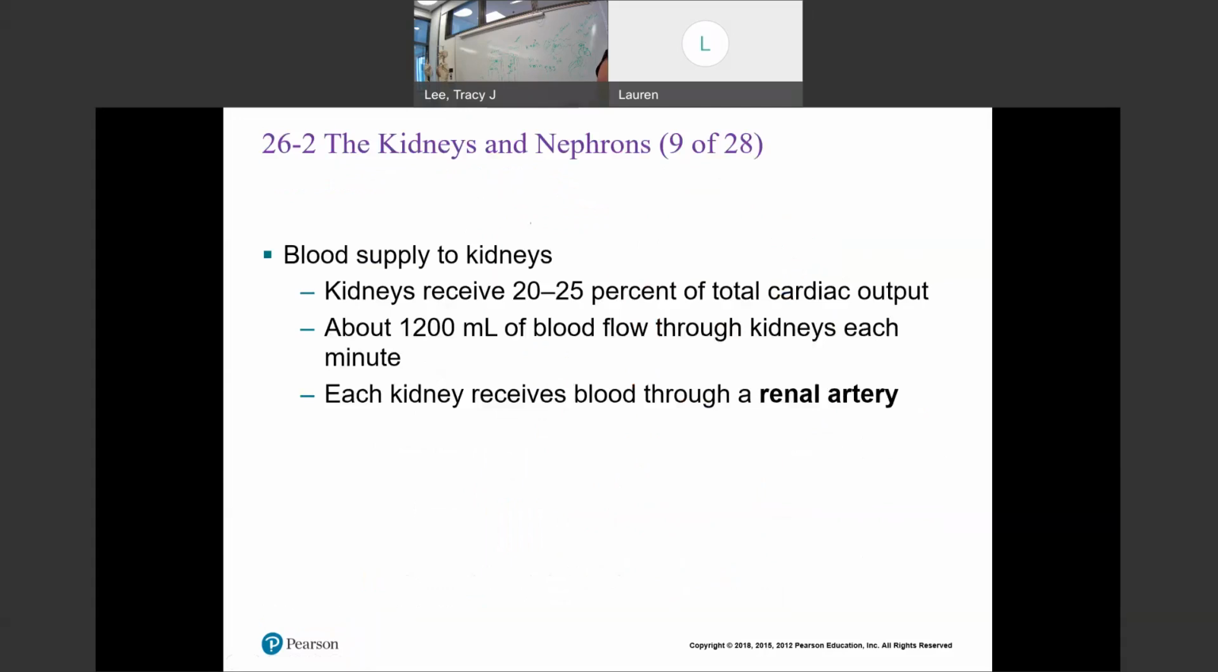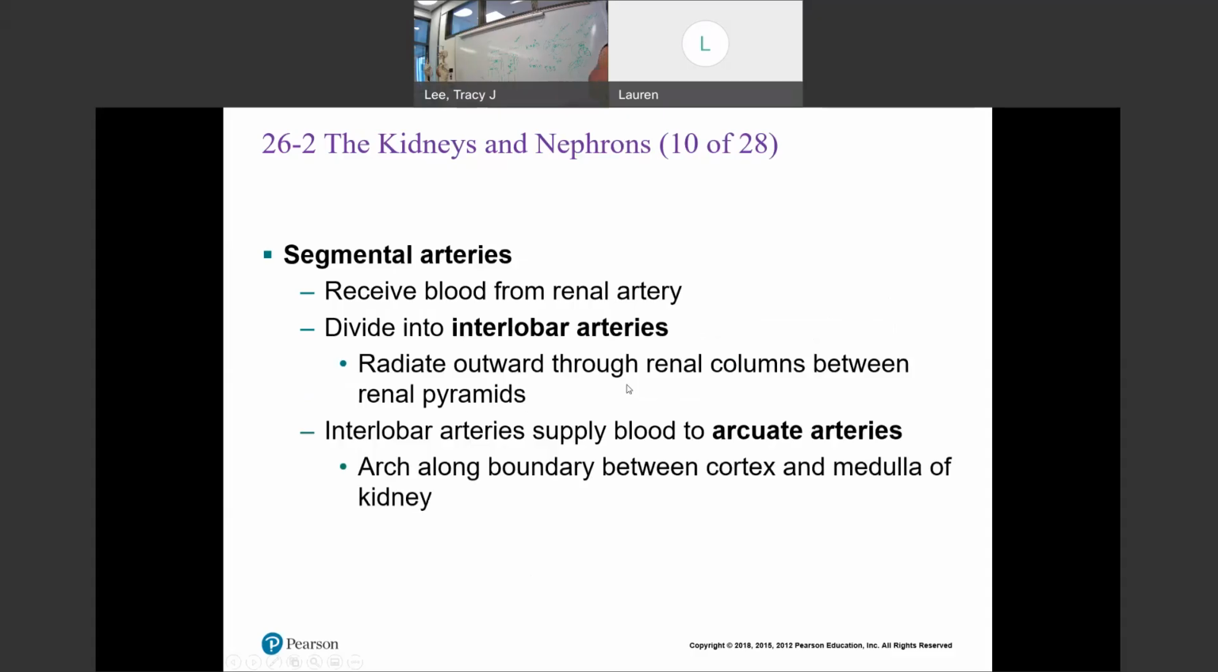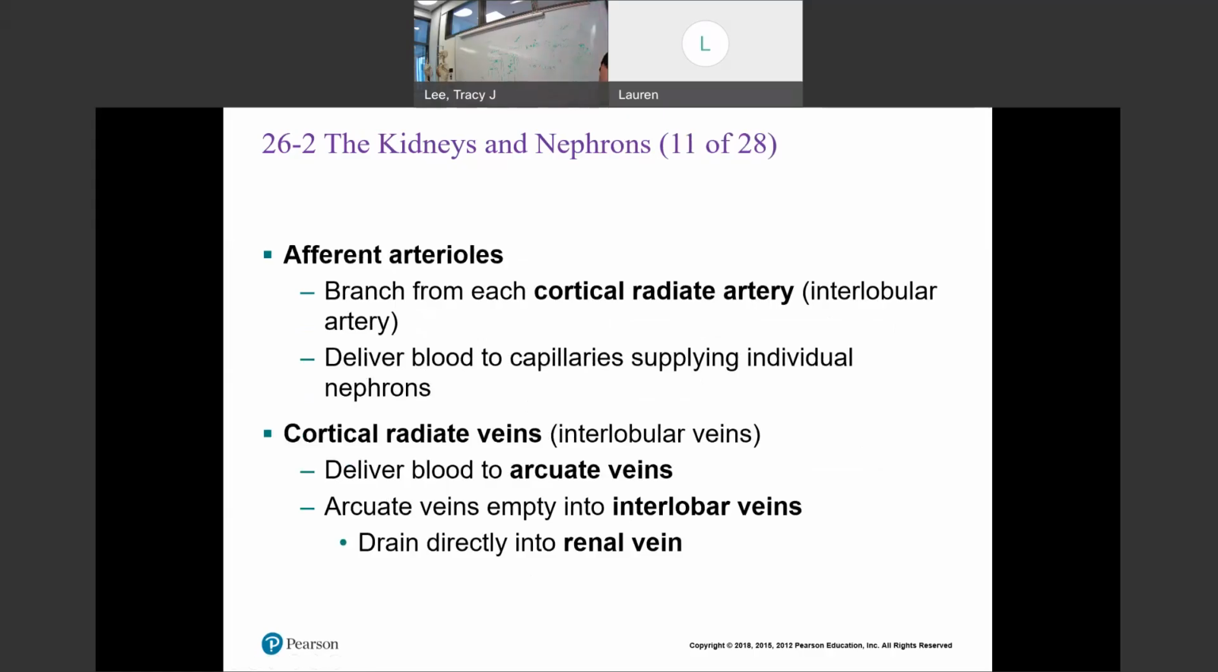You don't have to know this for the exam, but 20 to 25% of cardiac output we see in the kidneys, about 1,200 milliliters of blood flow through the kidneys each minute. So lots and lots. Our kidney blood comes from the renal artery, and then they get smaller, smaller, smaller. They go to interlobar arteries, arcuate arteries, then they become the afferent, efferent. And these are arterioles.